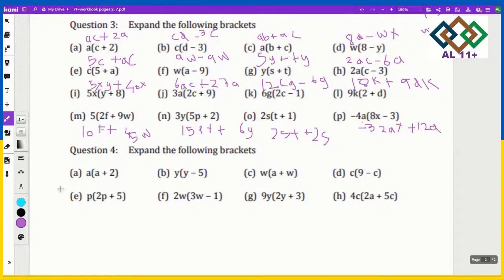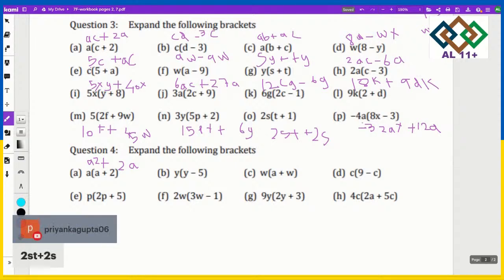Then you have A, that is A square plus 2A. Let me just copy some of your answers before I move on to the next one. Well done, guys. I'm just copying some of your answers, guys. And now we have the B part.